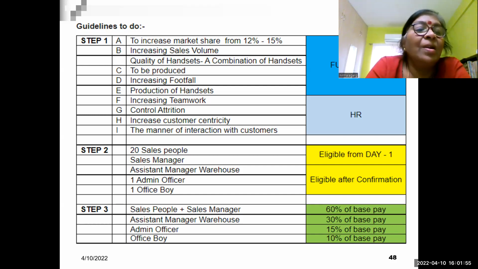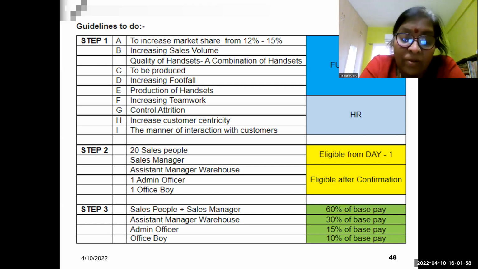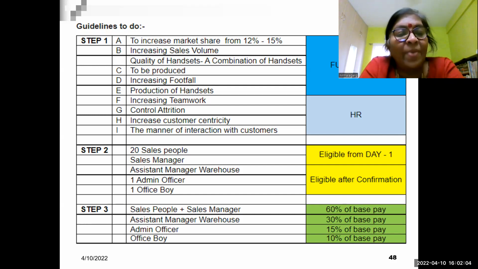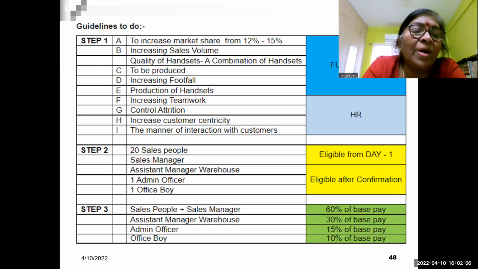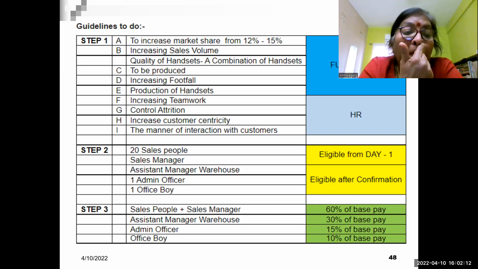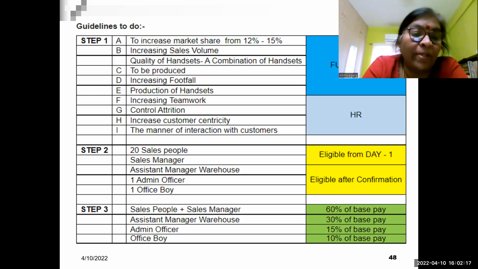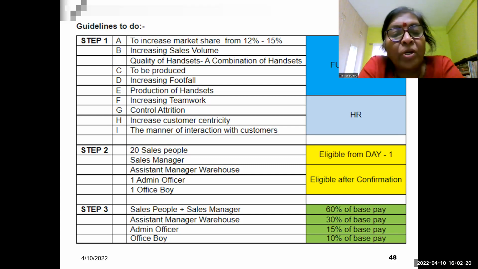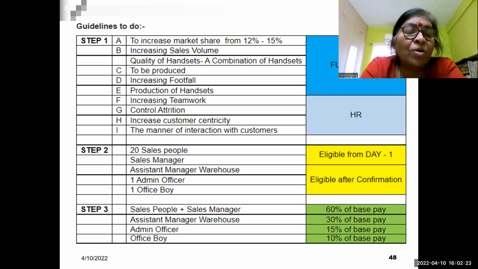Now, the number of salespeople you have is 20, who report into one sales manager. There is also an assistant manager who takes care of the warehouse, that means inventory. Under him, there is one admin guy and one office boy. The admin officer and office boy report to the assistant manager, and these three report into the sales manager. Now, 20 salespeople.